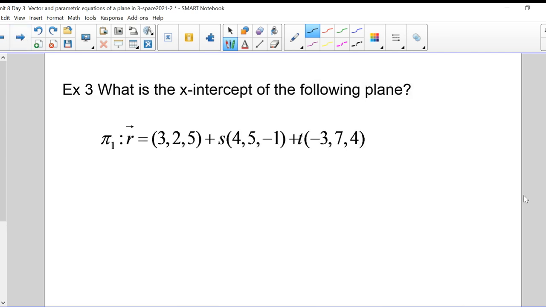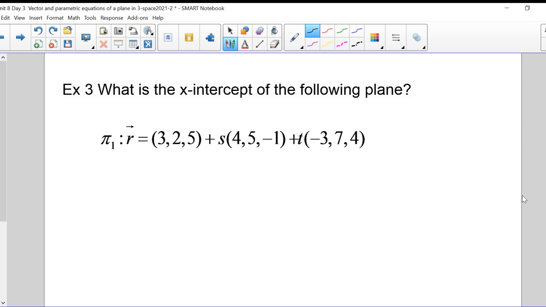Example 3. And again, I'm going to look to the class to see if you can give me your best guess as to how we would approach this. So what is the x-intercept of the following plane? Think about this flat surface: unless it is exactly on the x-axis, it's probably going to cut through the x-axis at some point, and that point probably has some coordinates. That's what we're trying to do here.